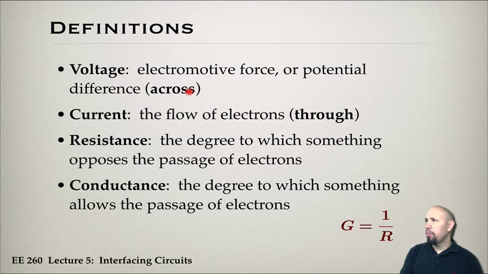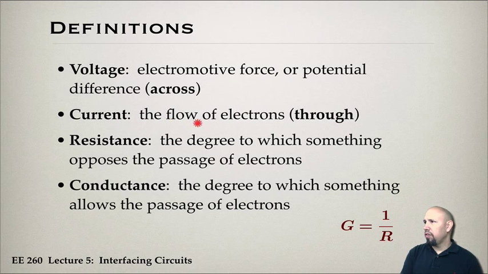For example, if we look at other quantities that are across variables, position is an across variable. You look at this position versus this position and the difference between the two. When we talk about a potential difference, that's the kind of thing we're talking about. So voltage is an across variable, whereas current is a through variable.